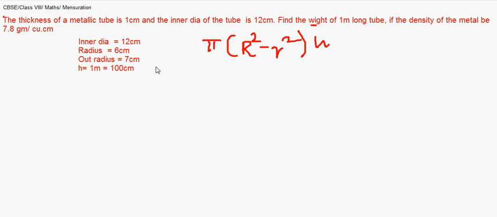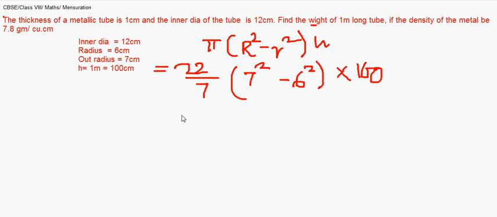Here we'll substitute all the information. That gives us 22 by 7, outer radius is 7 square minus inner radius is 6 square, and the height is 100 centimeter. So it is 22 by 7, and 49 minus 36 is 13, multiplied by 100. We see, this is the volume.